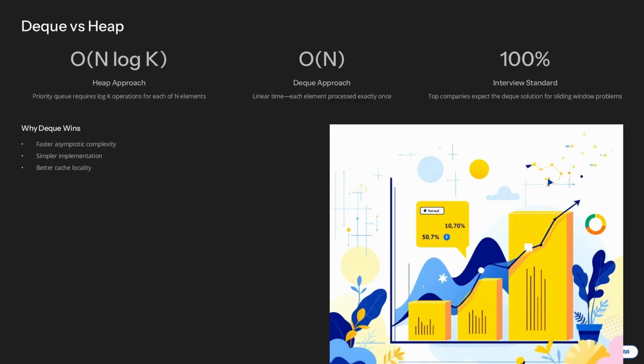Why not use a heap? A heap gives O(log k) per operation, making total time O(n log k). A Deque gives O(n) total time. Interviewers expect the Deque solution for sliding window maximum.